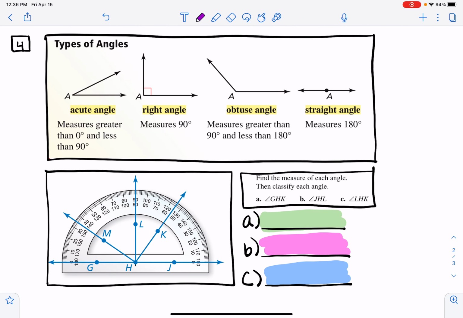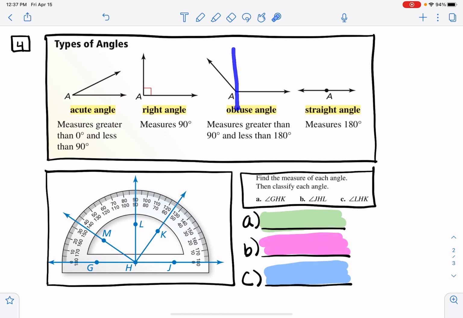Okay, the last box in this video lesson is all about the types of angles that we can work with here. We need to be responsible and know all 4 of these. We have to know acute. So acute angle is anything that's between 0 and 90. Right angle is an angle that actually measures exactly 90, as denoted by this little red box here. An obtuse angle is a measure that's between 90 and 180.